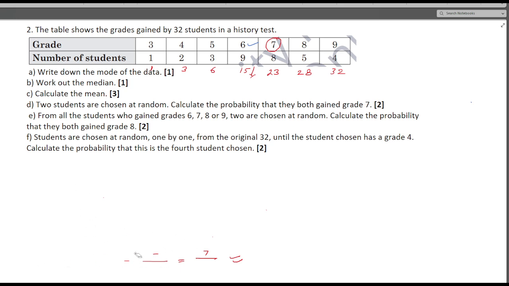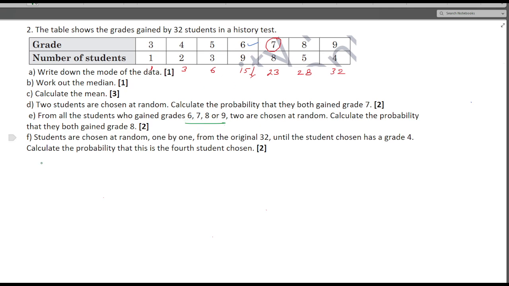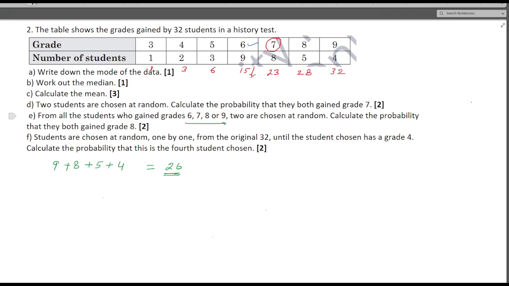Now my choice is not from 32 students. It is from the number of students who scored grade 6, 7, 8 or 9. Grade 6, 9 students scored; grade 7, 8 students; grade 8, 5 students; and grade 9, 4 students. So 5 plus 4 is 9, plus 9 is 18, plus 8 is 26. So I have to select from 26 students only.